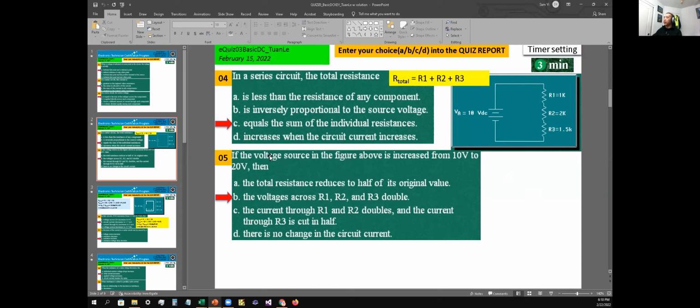Number 5, if the voltage source in the figure above is increased from 10 volts to 20 volts, then your voltage drops are also going to increase according to that increase. So increased by a factor of 2, the voltage here will be increased by a factor of 2. This is by a factor of 2, this is a factor of 2. So the answer is B as in Bob for number 5.